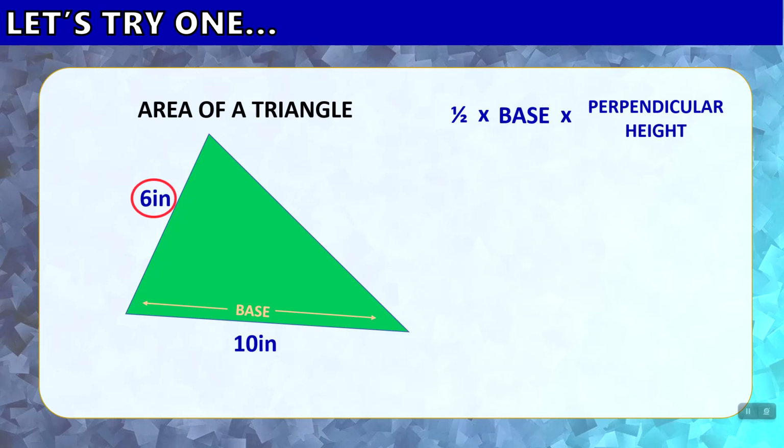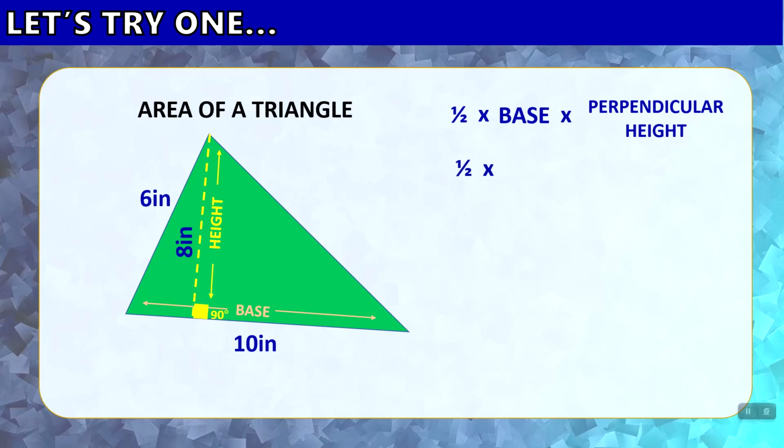The 6 inches is not the vertical height. This is the slanted height. And so we cannot use that to find the area of the triangle. Here's the perpendicular height, the vertical height that runs top to bottom and touches the base at 90 degrees. And so this is 8 inches.